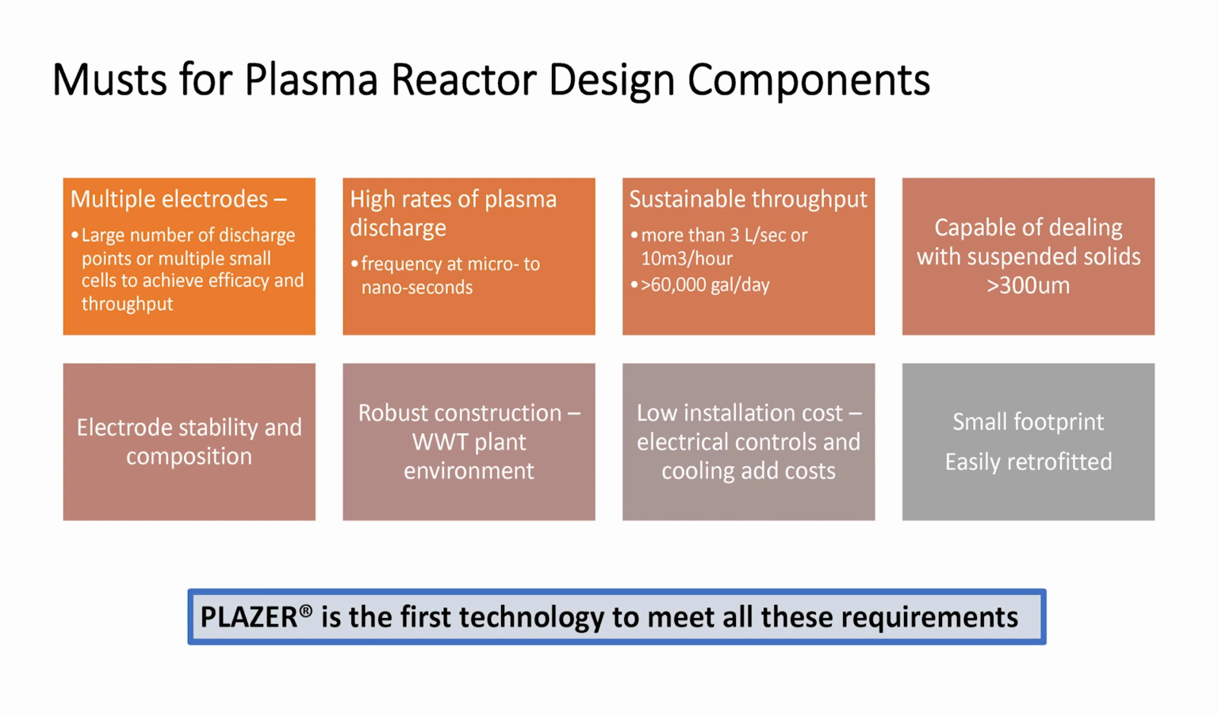The electrodes have got to be stable, because you're going to keep using them and reusing them. It's got to be robust construction. It can't be a simple glass jar. It's got to be something which can be made of stainless steel or some other robust material. It's got to be cheap to install, and it's got to have electrical controls and cooling controls as well if we're going to make it work.